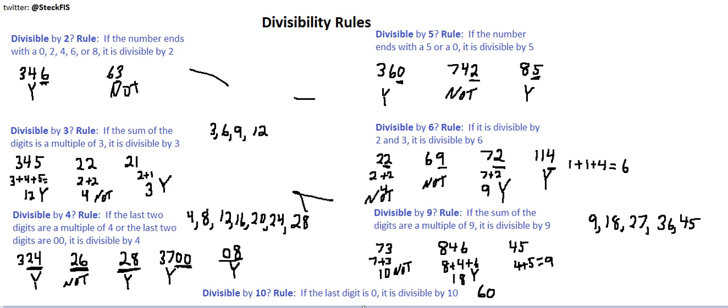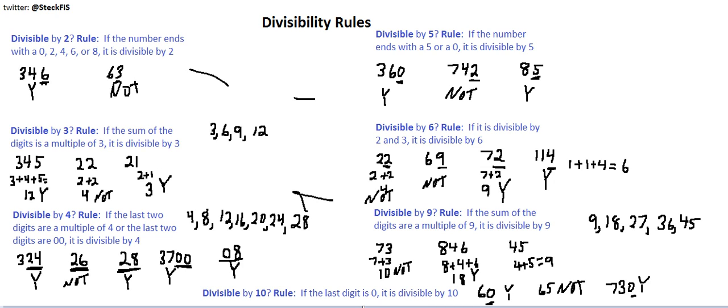And divisible by 10. The rule is if the last digit is a 0, it's divisible by 10, as long as the number is not 0. So 60 would work, but 65 would not work. 730 would work because it ends with a 0.